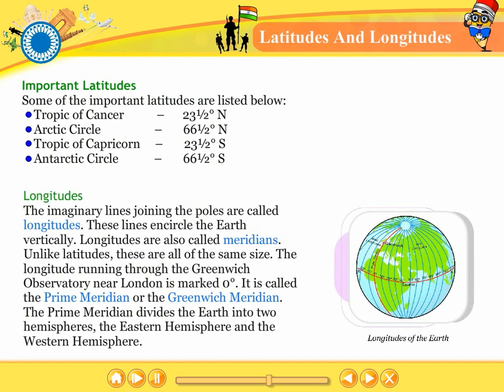Longitudes. The imaginary lines joining the poles are called longitudes. These lines encircle the Earth vertically. Longitudes are also called meridians. Unlike latitudes, these are all of the same size. The longitude running through the Greenwich Observatory near London is marked 0 degree. It is called the prime meridian or the Greenwich meridian. The prime meridian divides the Earth into 2 hemispheres, the eastern hemisphere and the western hemisphere.